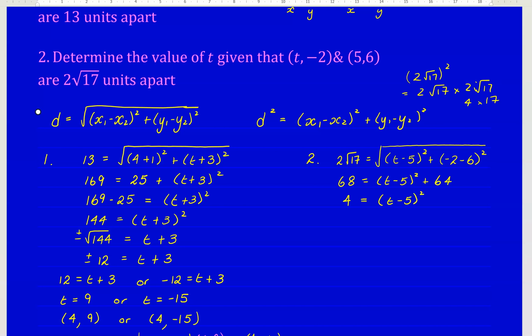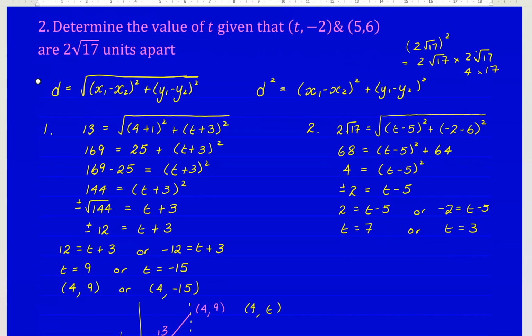And now get rid of the squared. The square root of 4 is plus or minus 2. So we've got 2 take 5. And that means I've got two solutions. I can have 2 equals t take 5, or I could have minus 2 equals t take 5. Therefore, t is going to be 7, or t could be 3. Beautiful, beautiful, beautiful. So that gives us our 2 points of 7, minus 2, or 3 and minus 2.